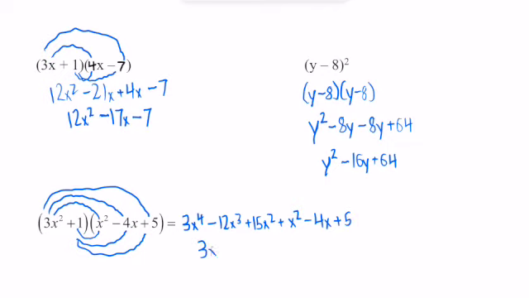And in this case, we only have one pair of like terms, 3x to the fourth minus 12x to the third. 15x squared plus x squared gives us plus 16x squared. And then we still have minus 4x and plus 5.